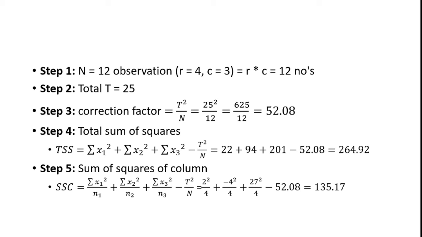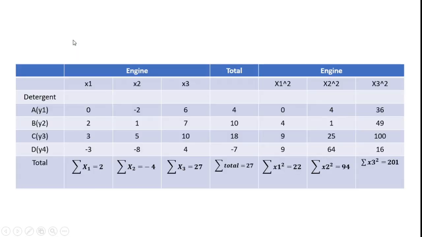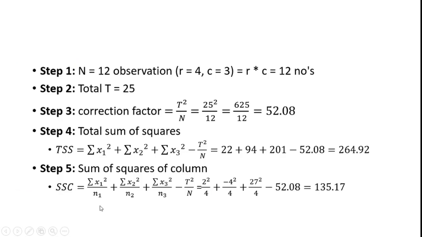How much data is available with column 1? There are 45, 47, 48, 42. So 4 values are available with the column. So I may choose n1 is equal to 4. Similarly, engine 2 also has 4. And finally, engine 3 also has 4.